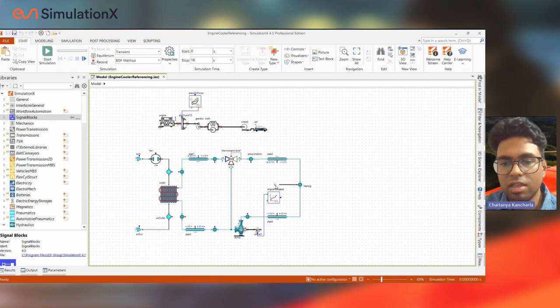But the problem is the engine's heat is not picked up by this cooling circuit because there's no connection between the engine and the cooling circuit. So how do we make this happen?